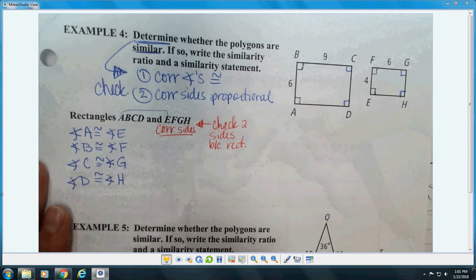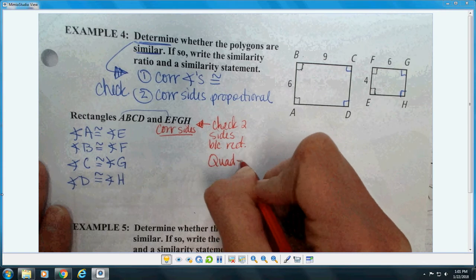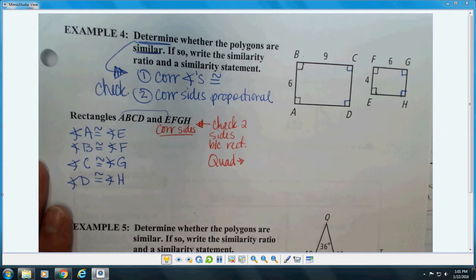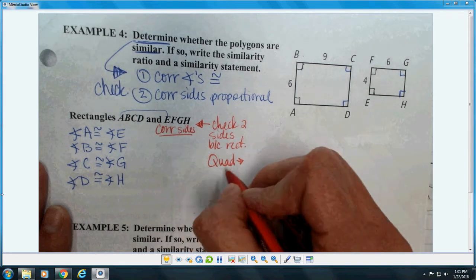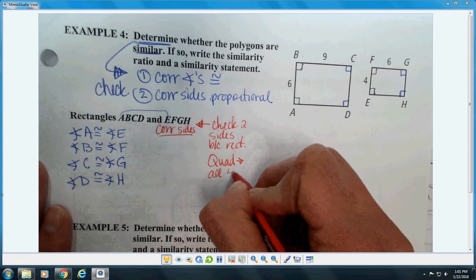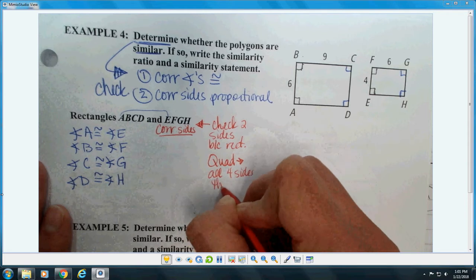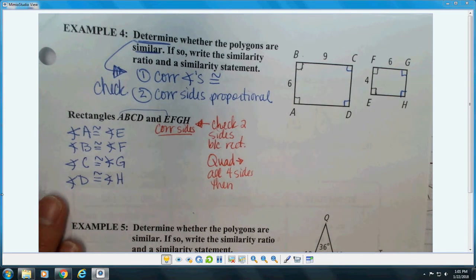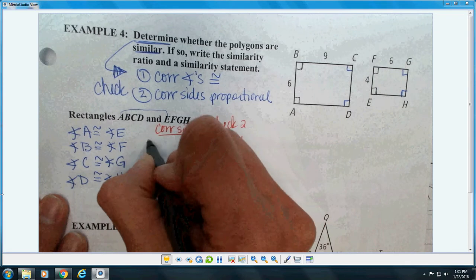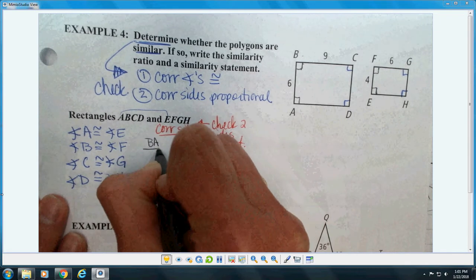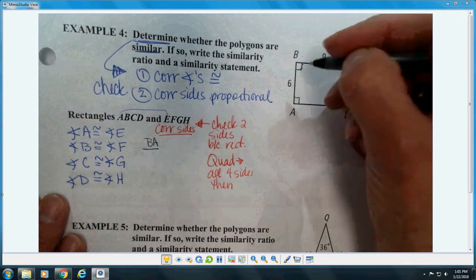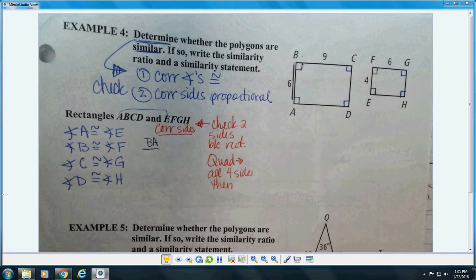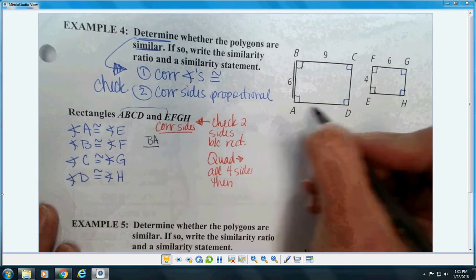Okay? If it were just a quadrilateral, can I just check 2 sides? No, because a quadrilateral is just a four-sided figure. I would have to check all four sides then. Okay, so the only reason I'm only having to check two now is because it's a rectangle. So if I check my corresponding sides, I'm going to go with BA is corresponding to what? So here is BA. It is corresponding to FE.